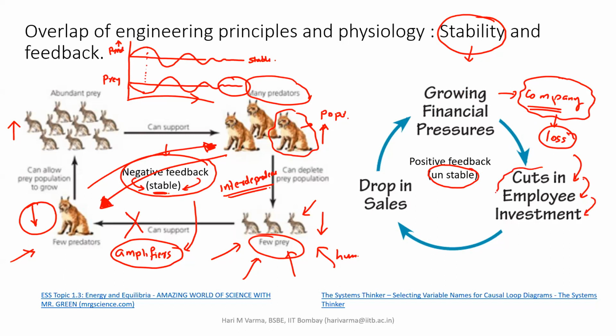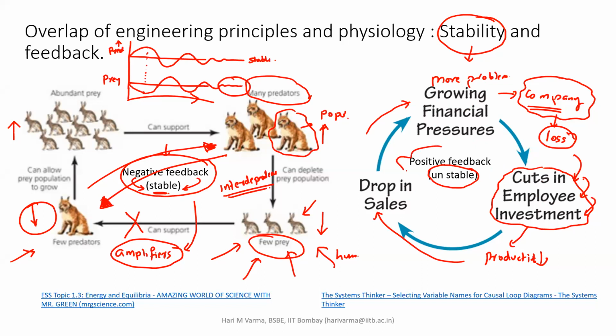So you will make the environment so bad that the productivity of the employees will go down, right? And that will create a drop in sales, which will again create more problems for your company. When more problems come, you will again behave the same way. You will start cutting more salary, more employees will be fired, and this will finally take you to shutting down your company, right? So it's a very unstable system. You are going to lose the business if you keep this attitude. So it's called positive feedback.